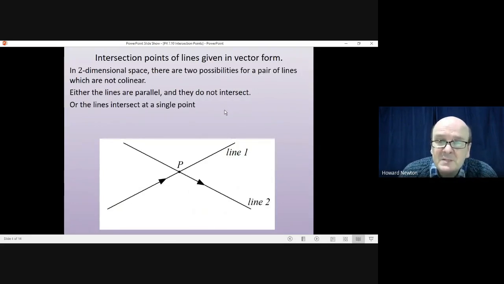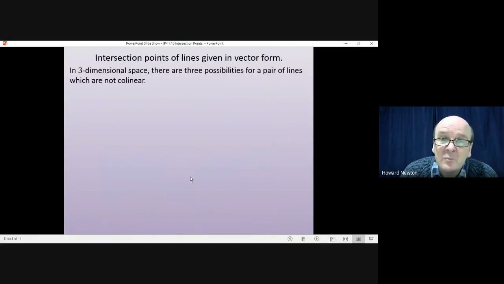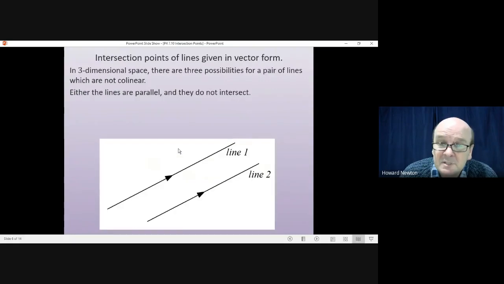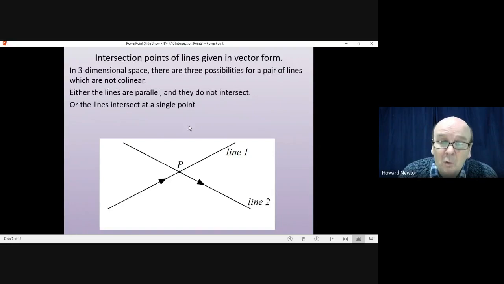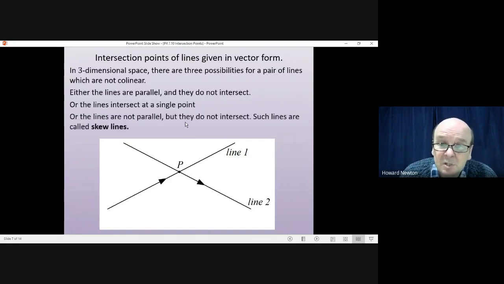In three-dimensional space, we have both of those two possibilities, and we have a third possibility. So either the lines are parallel and they do not intersect, or the lines intersect at a single point, or a third possibility: the lines are not parallel, but they do not intersect. Such lines are called skew lines, and they'd look a little bit like this. It's a bit like having the flight paths of two aeroplanes, where there was never any danger that the two planes would crash into each other, because the one flight path was above the other or below the other.